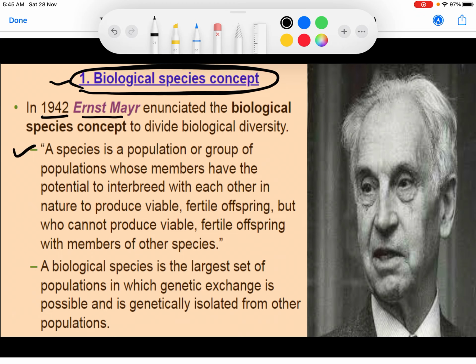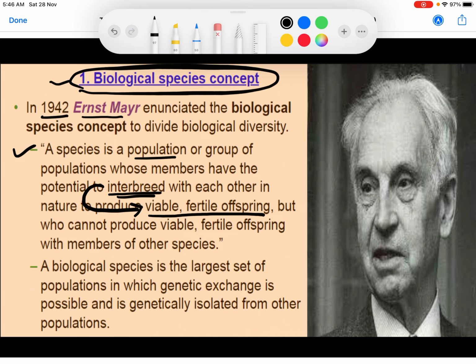Now, according to him, a species is a population or a group of populations whose members have the potential to interbreed. This is the most important characteristic feature to be considered for an individual to be placed in a group of population called a species. So they can interbreed with each other in nature to produce viable fertile offspring. If they can do that, then and only then are they considered a member of the same species.